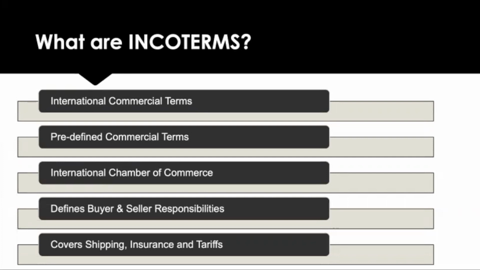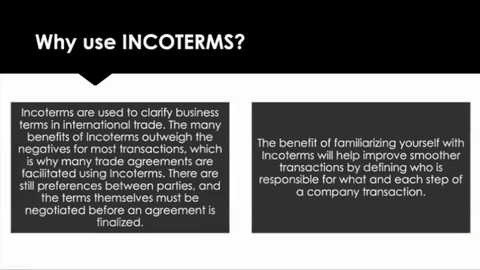Now, the International Chamber of Commerce published the latest Incoterms that came into effect on the 1st of January 2020. They're refreshed every 10 years to reflect changes to global trade environments, but the first Incoterms were published back in 1936. So Incoterms are used to clarify business terms in international trade.